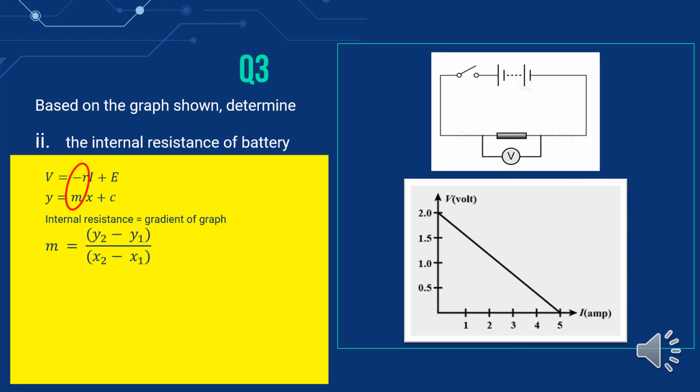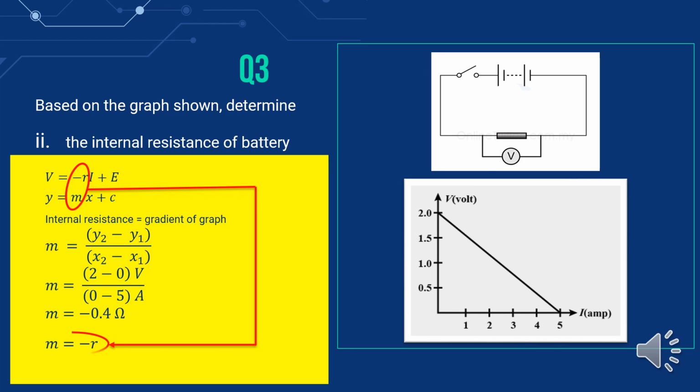According to the graph given, when we put the values into the formula, we will get the gradient of the graph is equal to negative 0.4 ohm. Then, from the comparison that we did just now, m is equal to negative r. So, the final answer here for the internal resistance of the battery r is equal to 0.4 ohm.